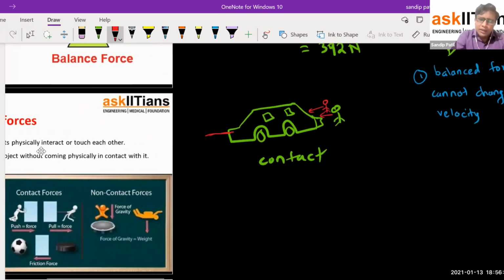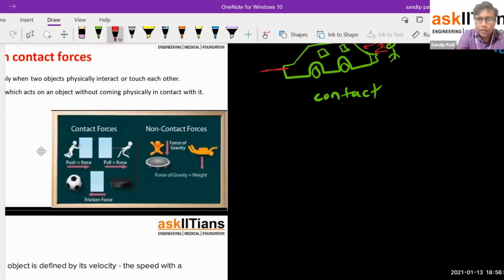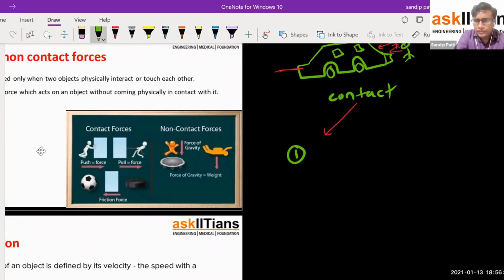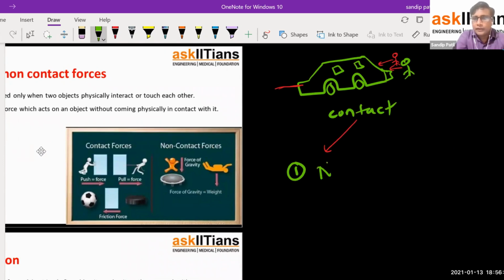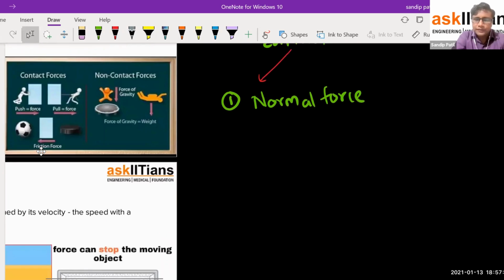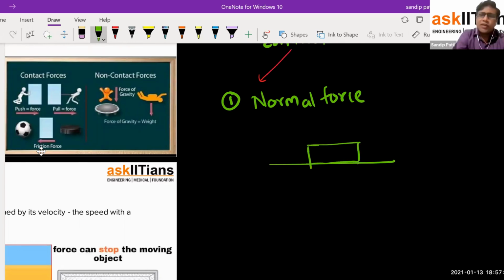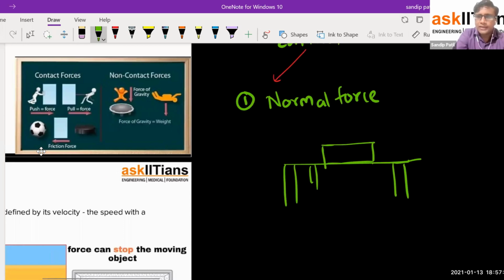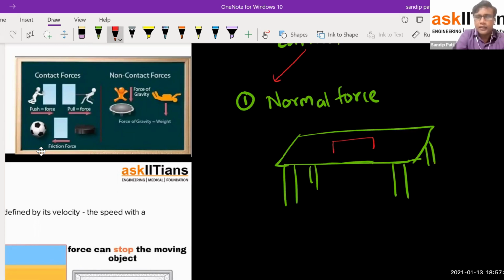Okay, so let's make the three types of contact force, or examples I can say. First one is, as you were pushing the car, you are touching the car. There is a normal force between you and the car. So what is normal force? It's a very simple thing. Remember, if any object is touching another object, consider this simple example. There is a table kept here. This block is kept on this table. Let me draw the block here.